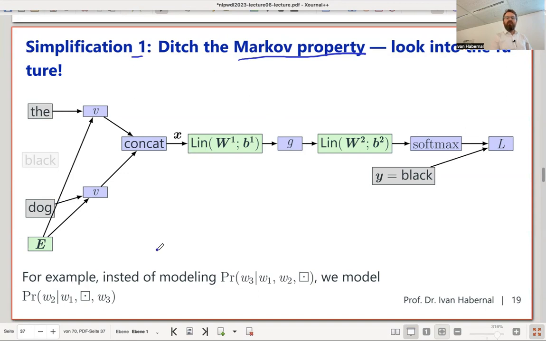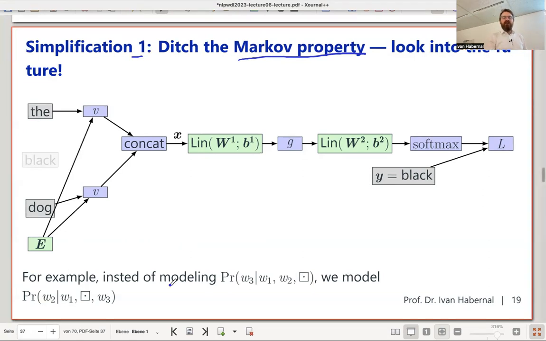So for example, the black dog, instead of modeling the black and the next word, which would be a dog or some other word, we're going to model the and dog, and we're going to try to predict what's in the middle. Can we do that? Yeah, we can do that. Why not? So is it like an nth order Markov model anymore? No, it's not. But that's fine, because we don't want to predict the probability of a word. We're going to learn word embeddings.